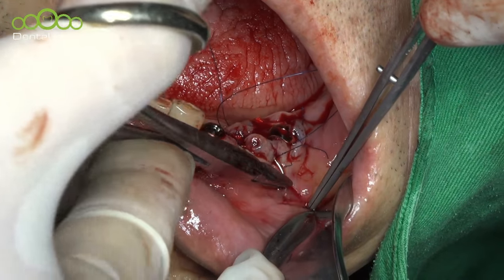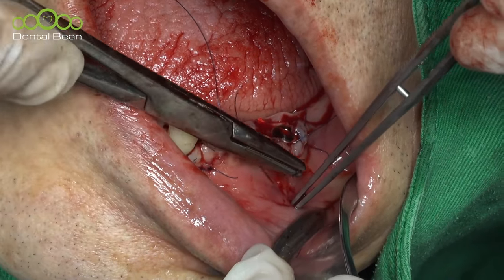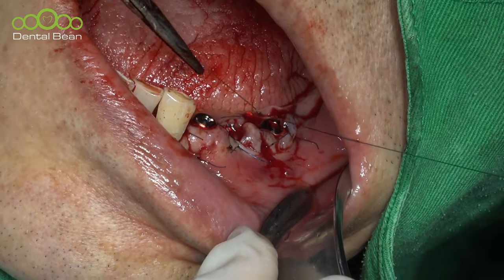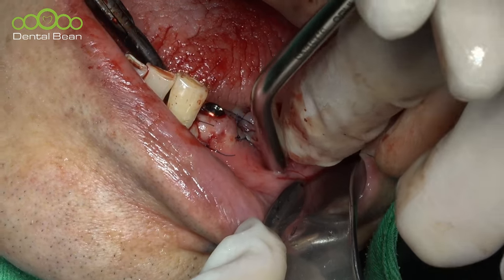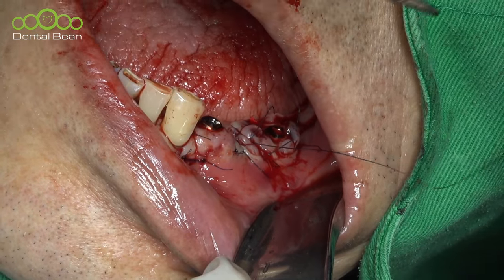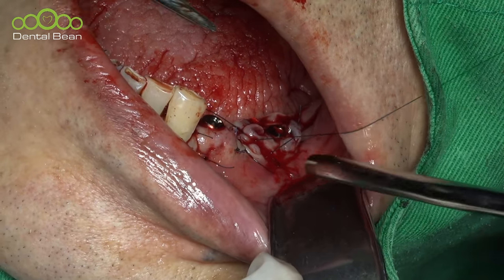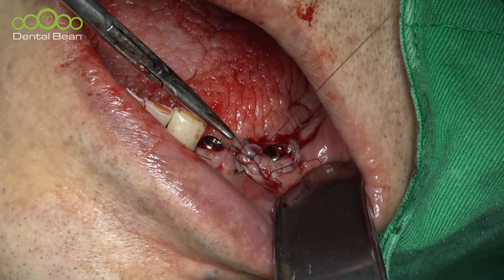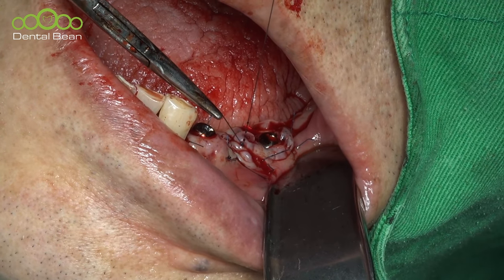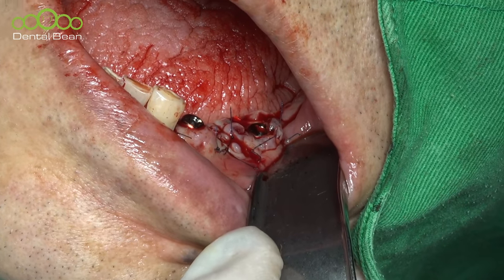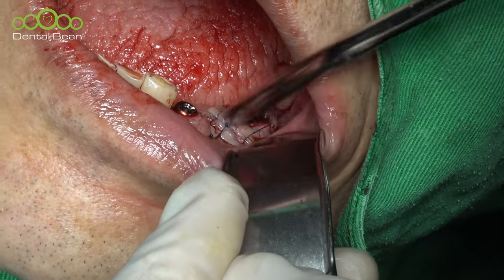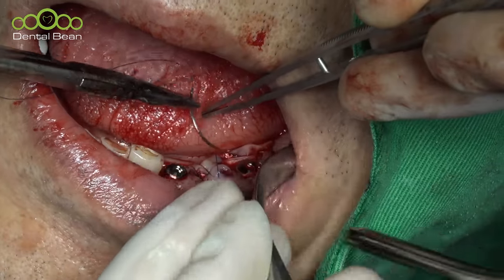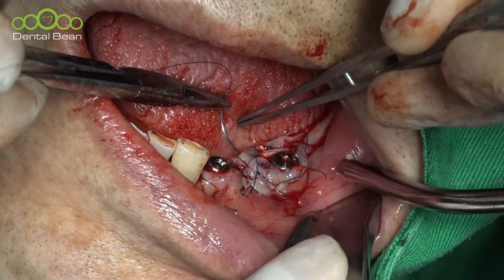Okay, after surgery, and take a panoramic view in the CT, we will discuss one more time. Maybe 2 sutures is okay. Good job. Very good patient.